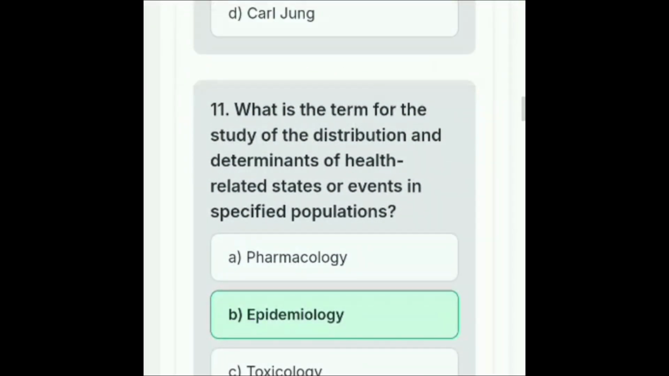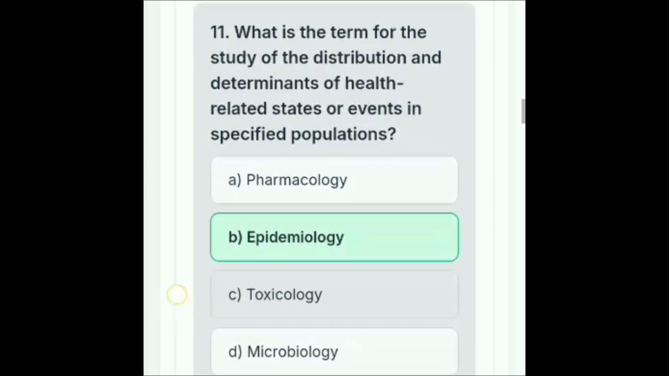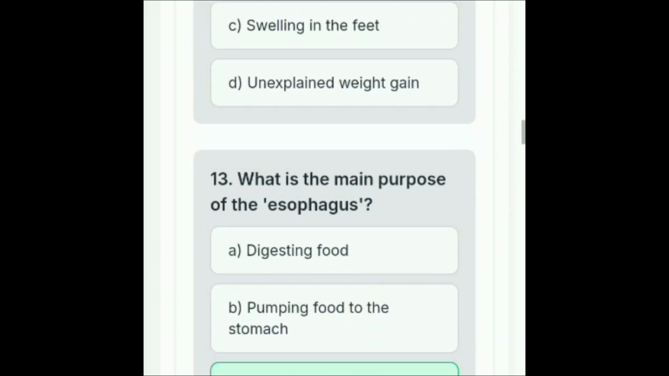What is the term for the study of distribution and determinants of health-related states or events in specified populations? Option A, pharmacology. Option B, epidemiology. Option C, toxicology. Option D, microbiology. So B is correct.